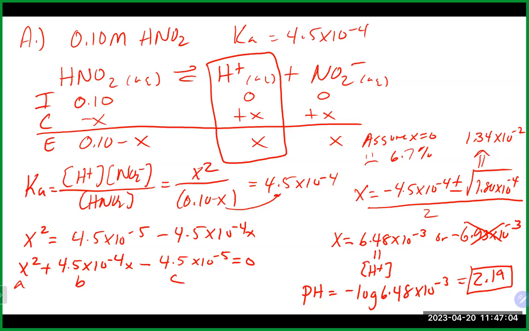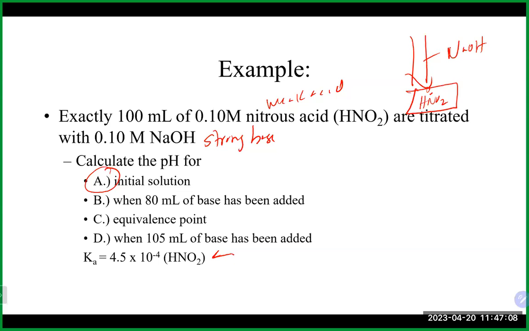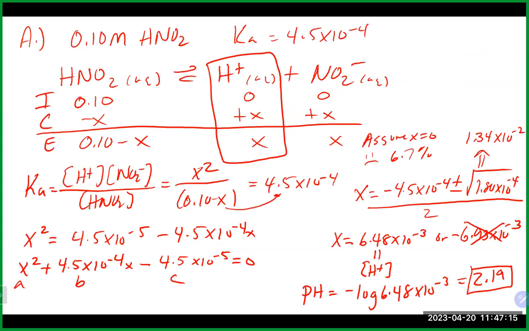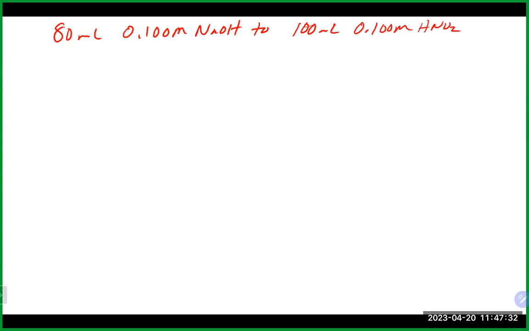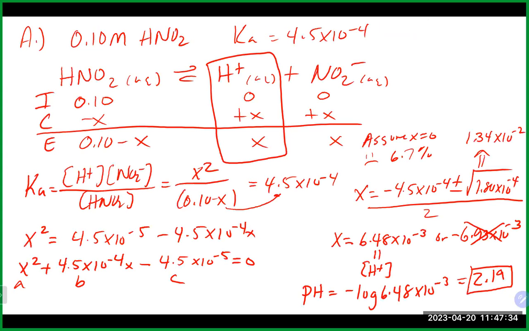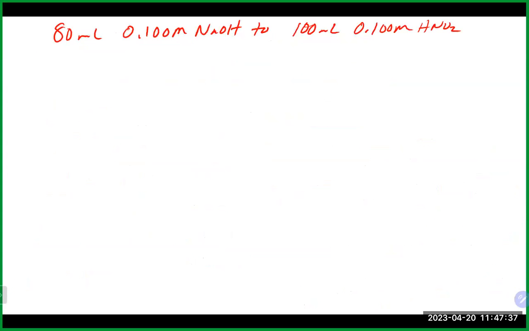All right, so here, let's see what we're adding here. We're going to add 80 milliliters of our base, and we're going to add that to 100 milliliters of our acid. So 80 milliliters of our base to our 100 milliliters of our acid. And the Ka is still, I hope, 4.5 times 10 to the minus 4.